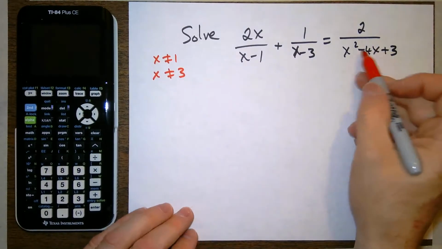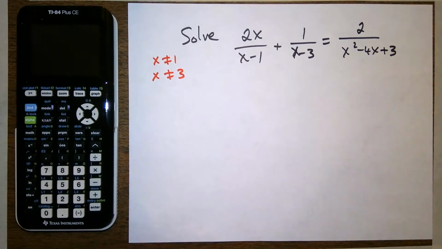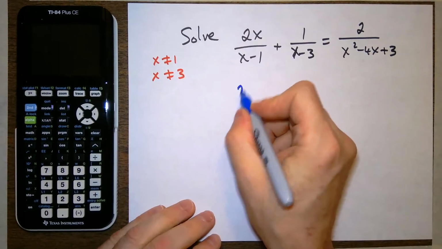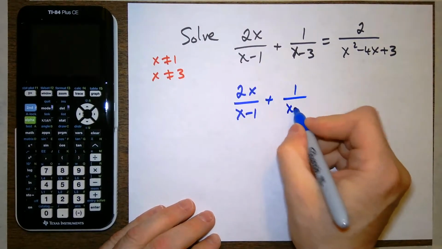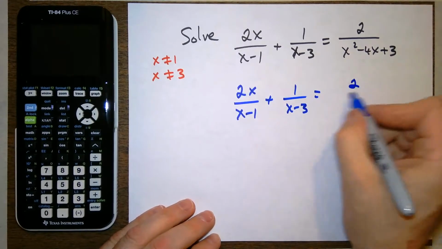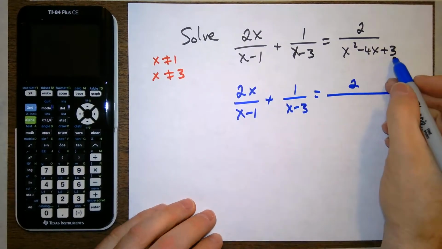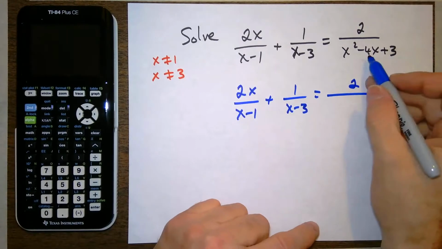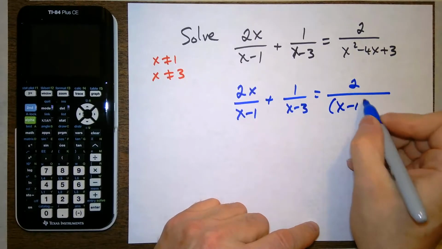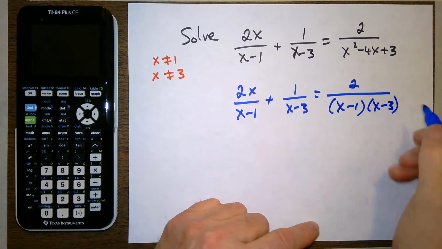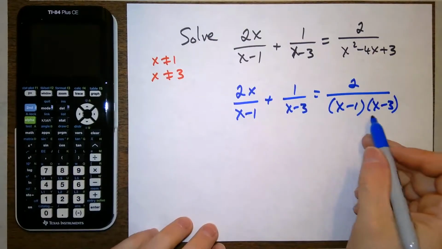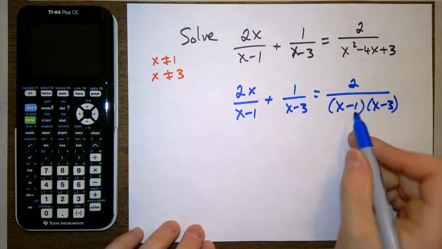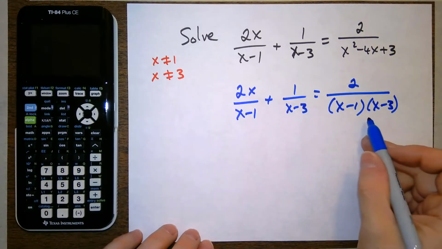And then what would make this equal 0 as well? Well, if we factor that, and we're going to need to factor it anyway to solve the problem, we would have 2x over x minus 1 plus 1 over x minus 3 equals 2 over, and of course, two things that multiply together to give me positive 3 and add up to give me negative 4, x minus 1, x minus 3, the same as the denominators over here. So there's no new restrictions over here. I still have the restrictions that x cannot equal 1 and cannot equal 3.